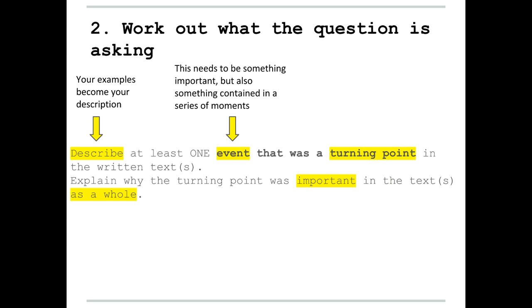The next important word here is the word event. It needs to be an important event in the novel. You can't just choose a moment that doesn't really have any significance. But you also have to remember that it needs to be something contained in a series of moments. So when you're writing about The Giver, you can't just decide that your event is going to be the entirety of the novel. You have to choose a moment, one event, something that happens that you're going to talk about.